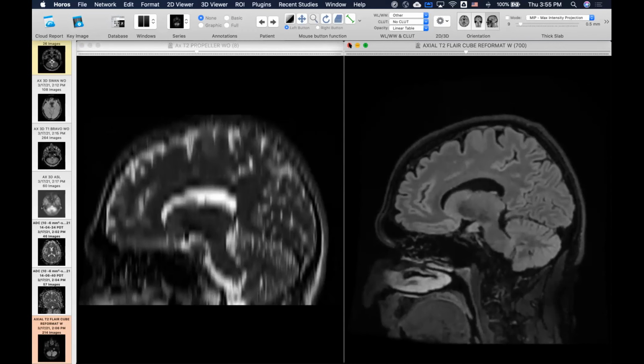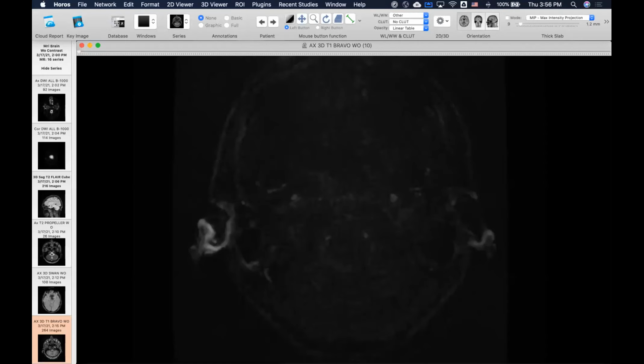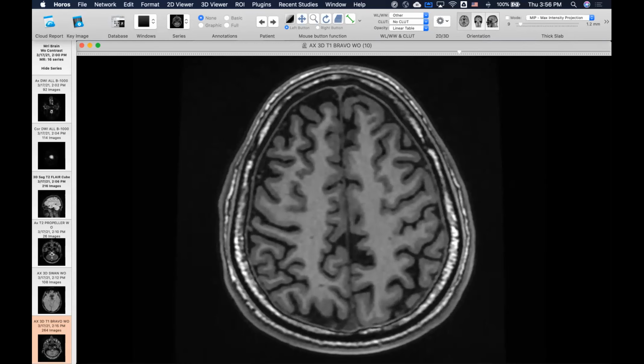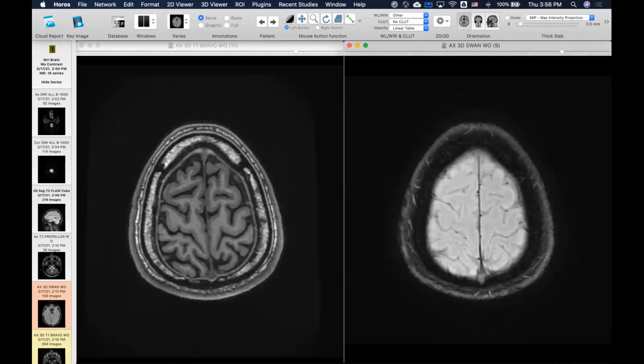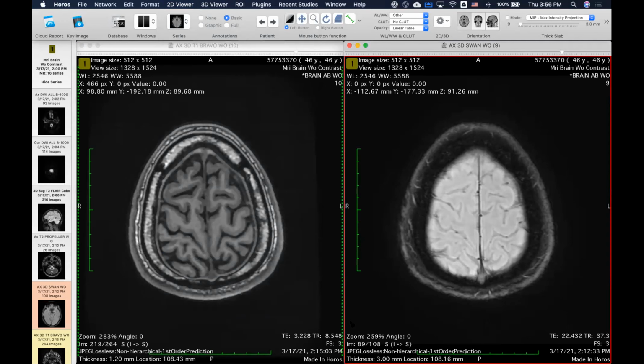Now let me pick up the Bravo again. Okay, and now I'm going to show you the 3D susceptibility weighted. Okay, and this is how it looks. Actually, let me do annotation, basic annotation. So here you can also see the TE and the TR.